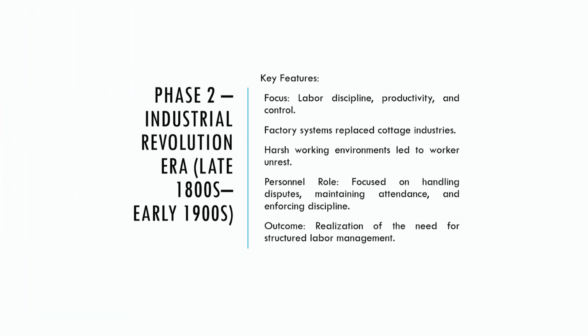Phase 2 was the industrial revolution era, late 1800s and early 1900s. Here labor discipline, productivity and control of labor were the focus areas, and the factory system replaced the cottage industries. As we know, the previous era was the pre-industrial era, and during phase 2 the industrial revolution took place. And what happened during the industrial revolution? Mass production had begun. People had now shifted from handwork to machine work.